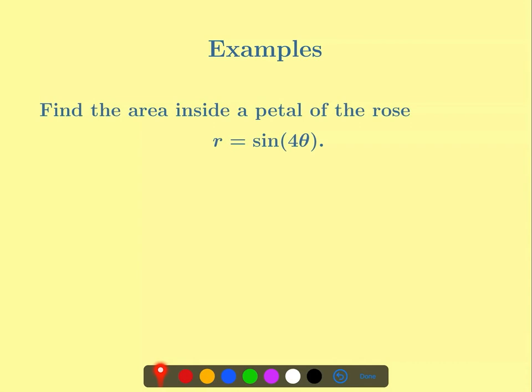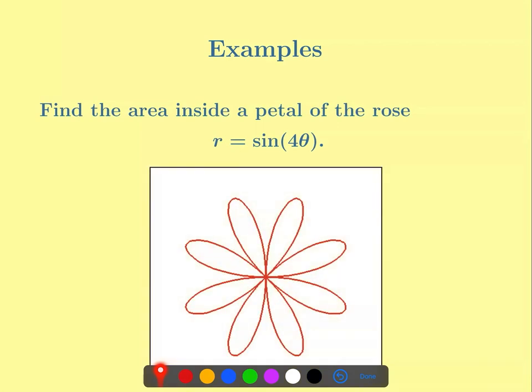Find the area inside a petal of the rose r equals sine of 4 theta. I am not expecting you to know what something like this looks like. I would give you the graph to go along with it if I were to ask this question. So this is what it looks like. There are 8 petals. The problem is to find the area of one of these. Here you want to find the area of this petal.